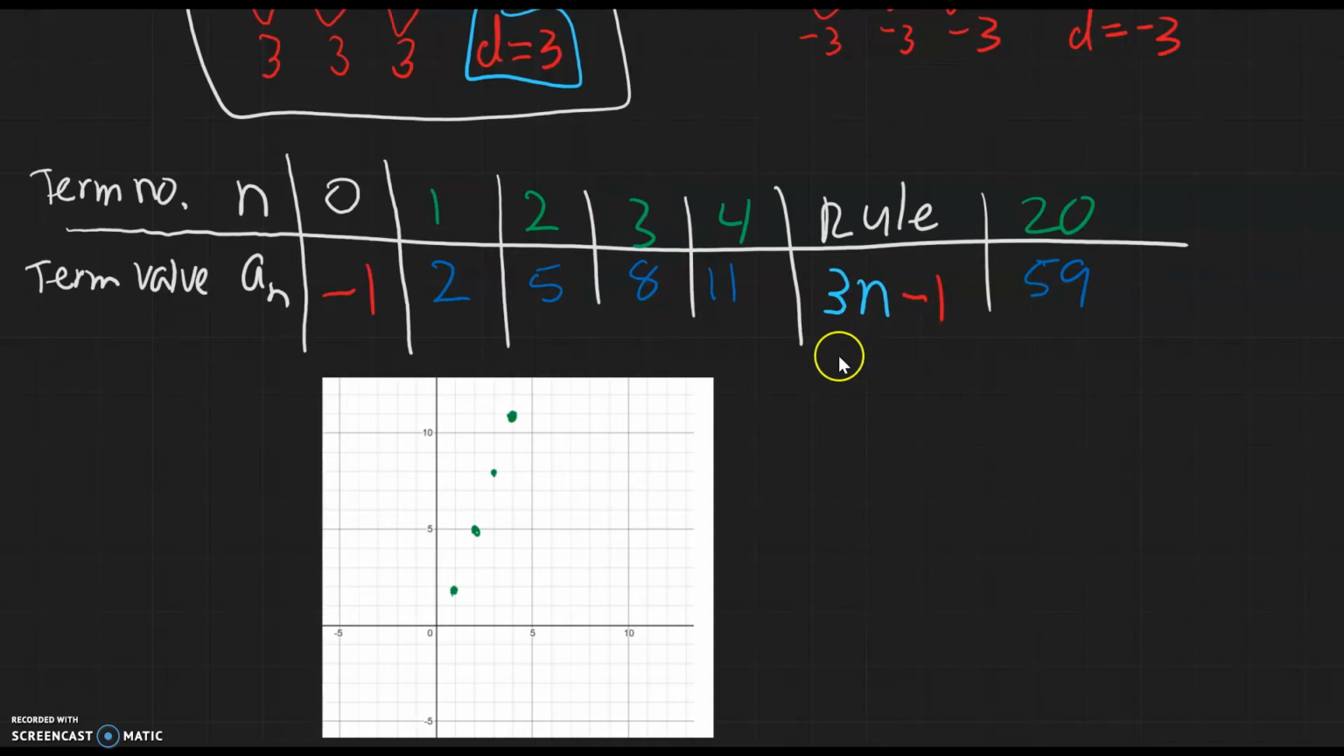You can see that there's a slope here. If you go down 3, left 1, if I go down 3, left 1, that would also fit right here, and that would get my 0 term right there.